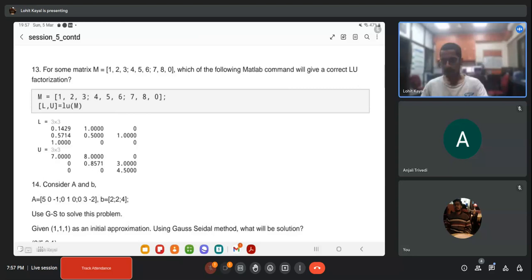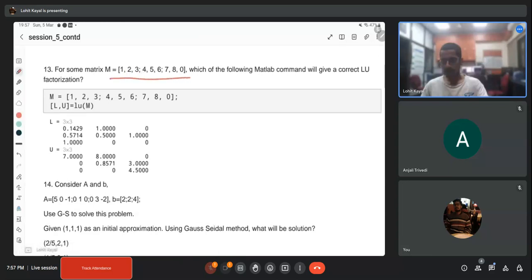Okay, so the first question: suppose you are given a matrix. This is your matrix M equal to 1, 2, and so on. I will do the LU decomposition on this matrix. Then you will be able to understand very easily.